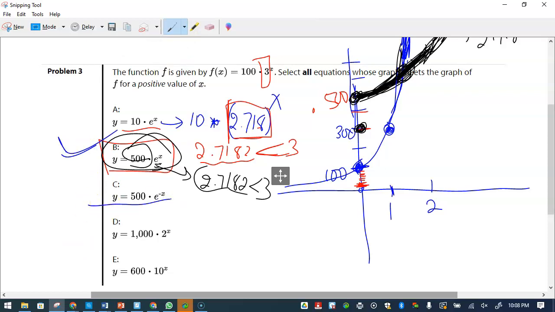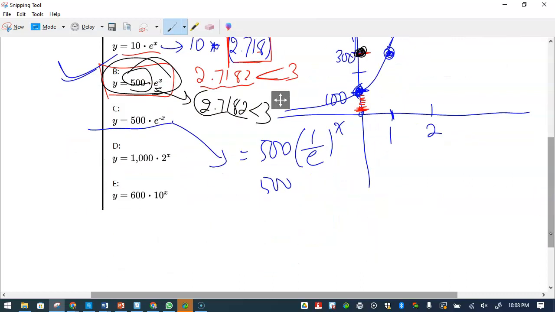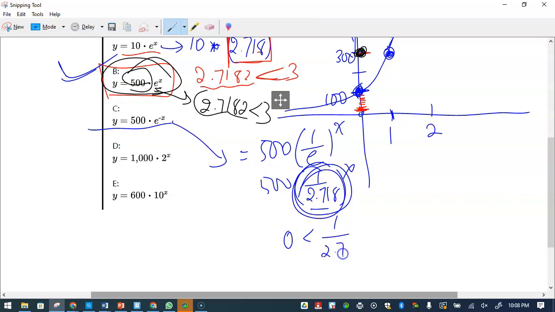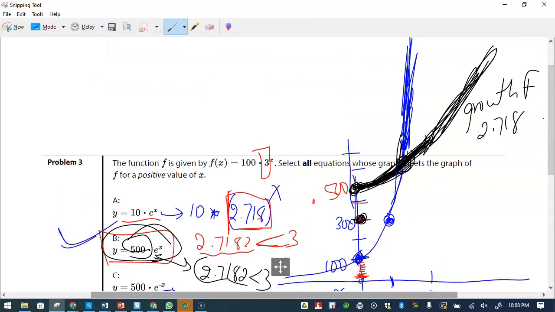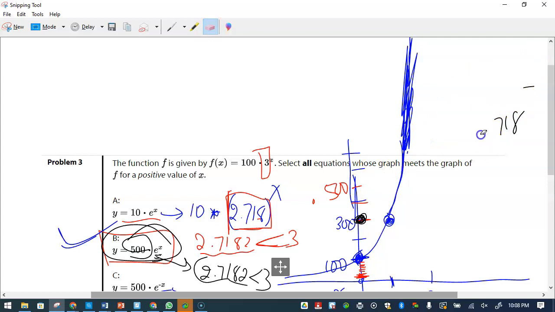What about this one? This e raised to minus x basically means it is 500, and minus means it is 1 over e. See this, it becomes like this. It means 500 times 1 over 2.7182. It's like a fraction. This number is between 0 and 1 because the denominator is small. That means the graph... So this is done. The black is done. Okay, the black is done.